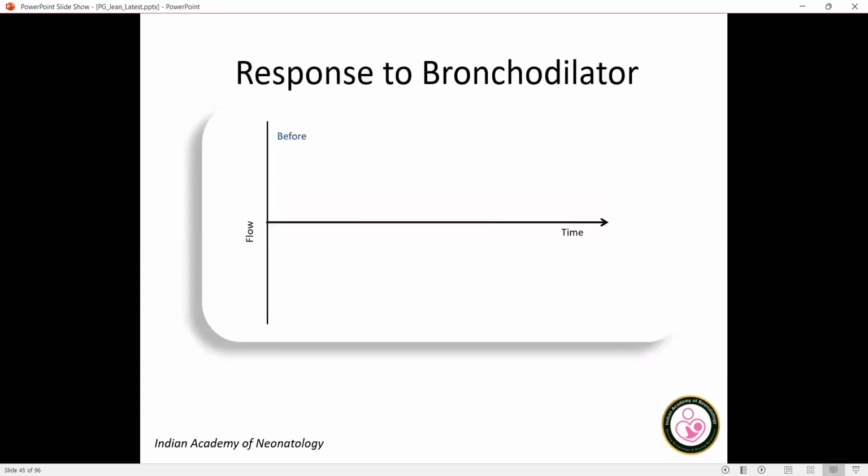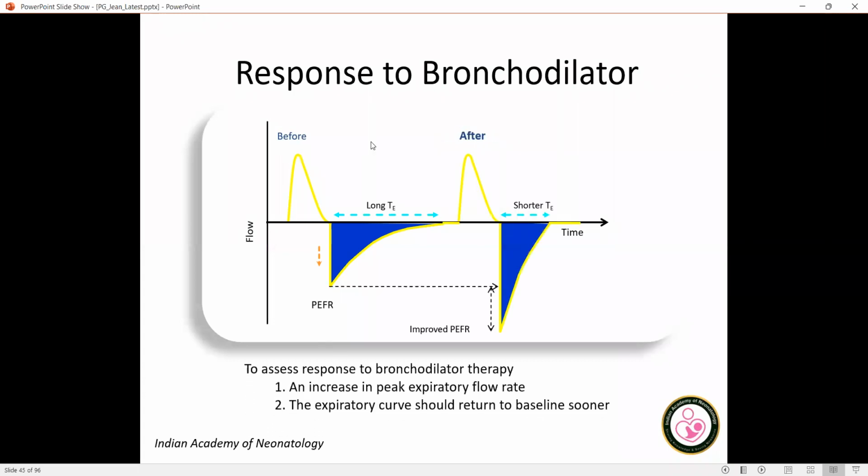So what should we do? We give a bronchodilator. What is happening? After giving a bronchodilator, we can see that the PEFR, which was low here, has improved. And this long TI has reduced to short. So the expiratory curve can return to the baseline faster, and the peak expiratory flow rate has also increased. So the resistance has been reduced.